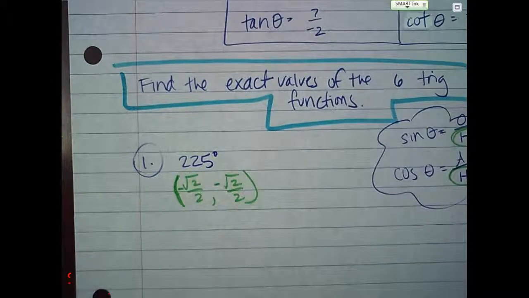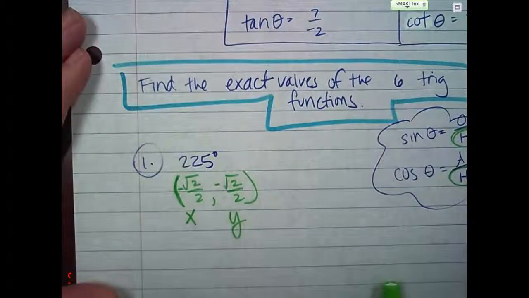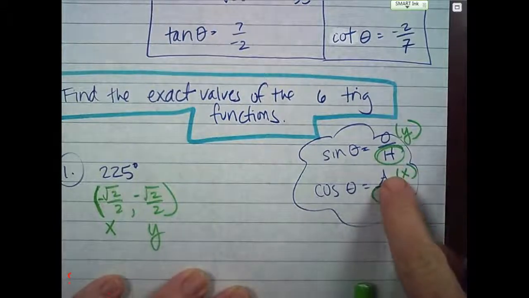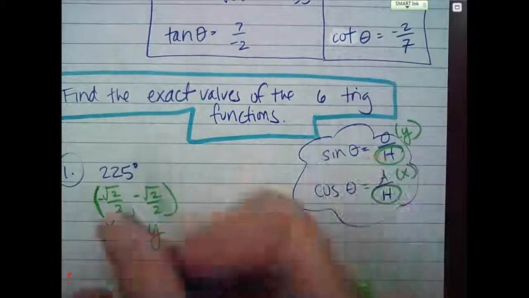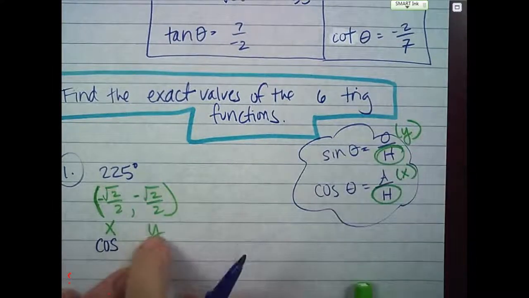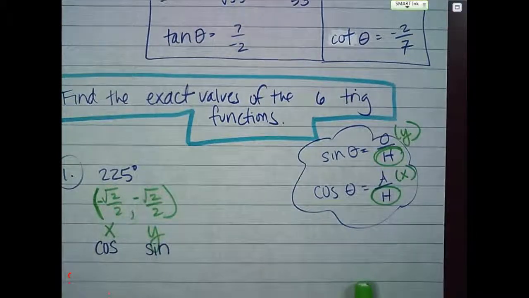Because what's the hypotenuse? 1. So what did we decide? This is the x and the y. The x is the same as the adjacent, so it's considered to be the cosine, and the y is the opposite, so it's considered to be the sine. Isn't that cool? You didn't have to do any work. If you're on the unit circle and you know the ordered pair, you know the sine and cosine, because you're dividing by 1. Your hypotenuse is 1, so there's no reason to divide.